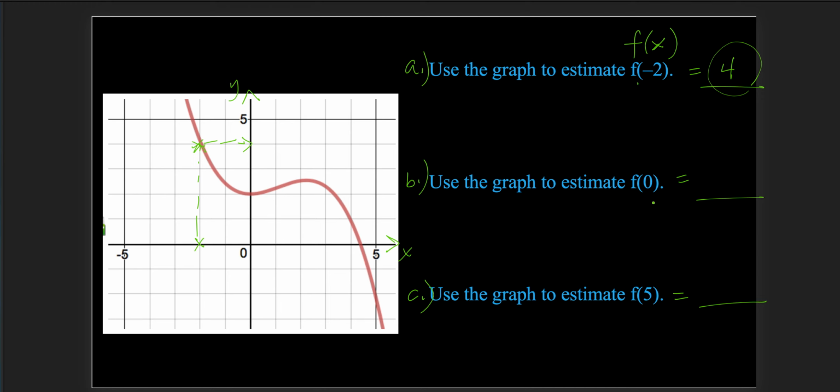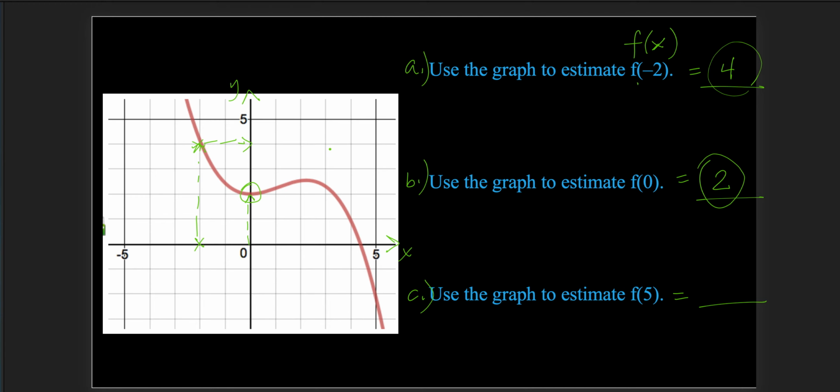Then for this one, estimate f of 0. So that 0 is in the x spot. So we go to 0 on the x-axis, which is right here. And we're going to go up because our graph happens to be up here, and see where that hits right there. It actually hits right on the y-axis, so we just read where that is on the y-axis, and that's at 2, positive 2, and so the answer is 2.